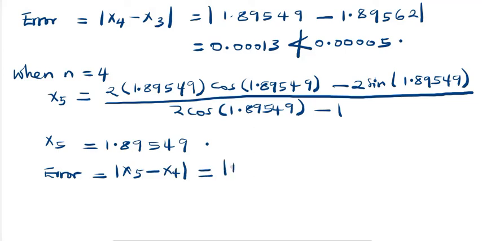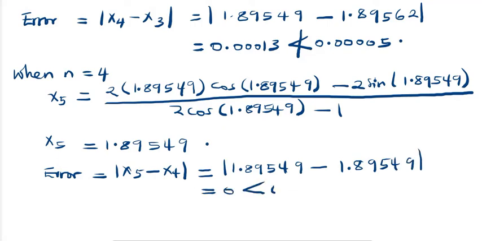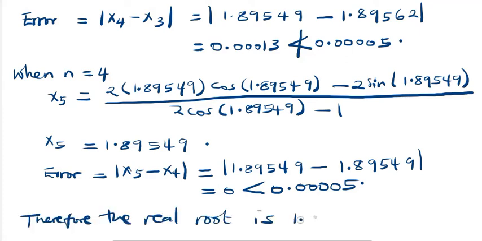This is equal to 1.89549 minus 1.89549. So the error here is equal to 0, and 0 is less than 0.00005. Alright, so since our calculated error is now less than the standard error, or the maximum possible error that should exist, then we should make a conclusion and say the real root is 1.8955, and this is to 4 decimal places.